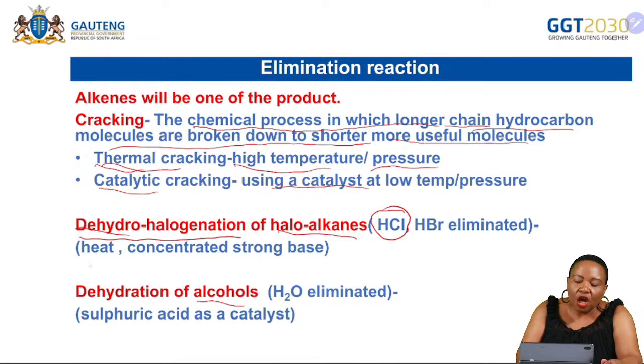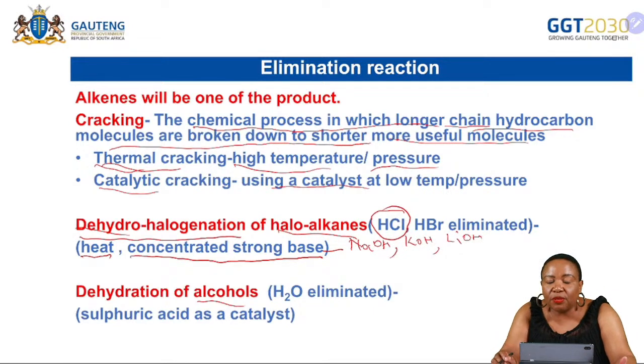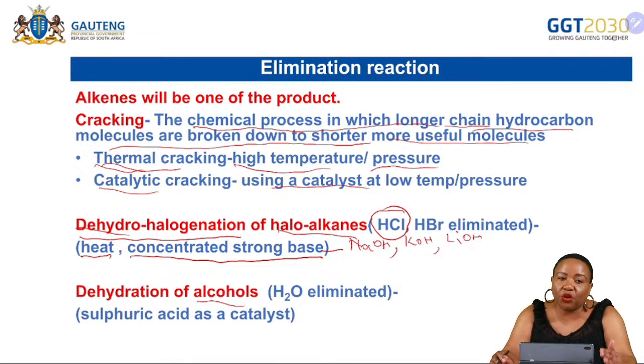These are the conditions. For me to be able to do dehydrohalogenation, I need heat. I also need a concentrated strong base. My strong bases can be sodium hydroxide, as an example, or potassium hydroxide or lithium hydroxide, depending on whether you are able to identify that base as a strong base. So these are the conditions that we need for dehydrohalogenation.